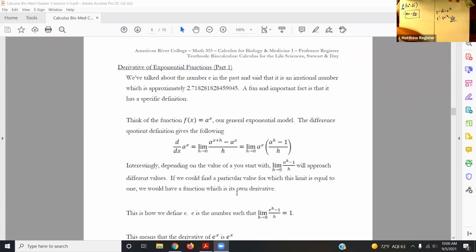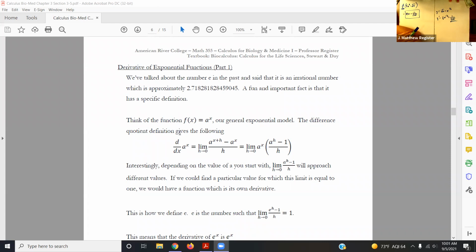Ooh, the next one, derivative of exponential functions. We've talked about the number e in the past and said it's an irrational number, which is roughly 2.7182818459045. What's interesting about this number e is that it has a very specific calculus definition. And it's tied to this idea here. Think of the function a to the x, where a is just any number.